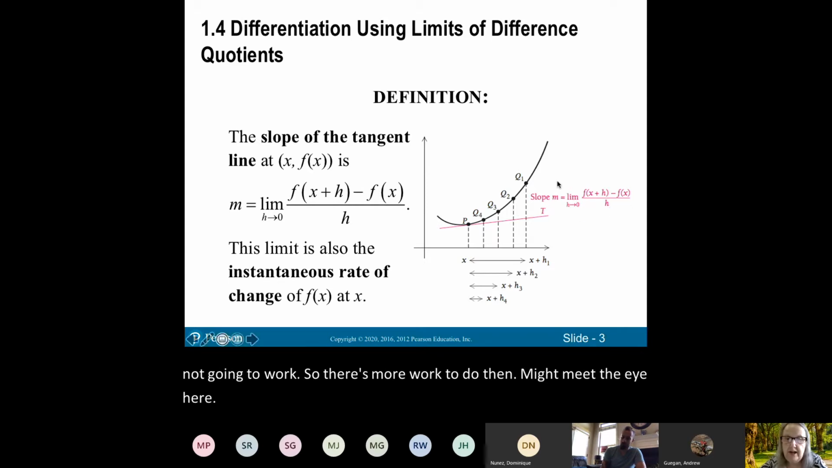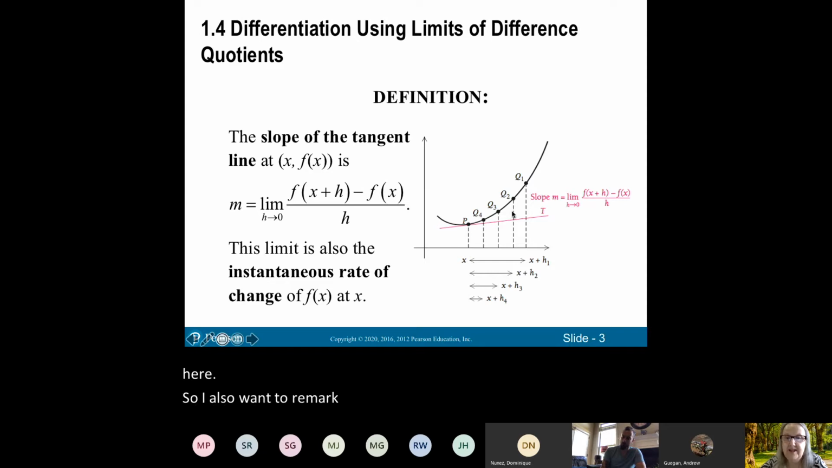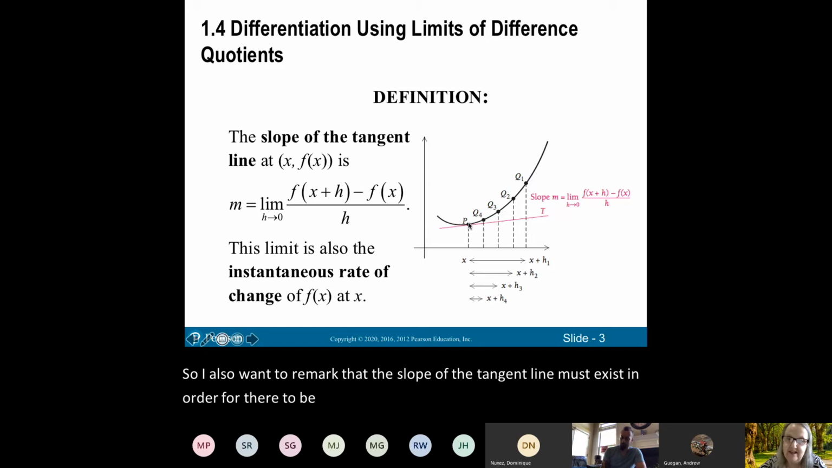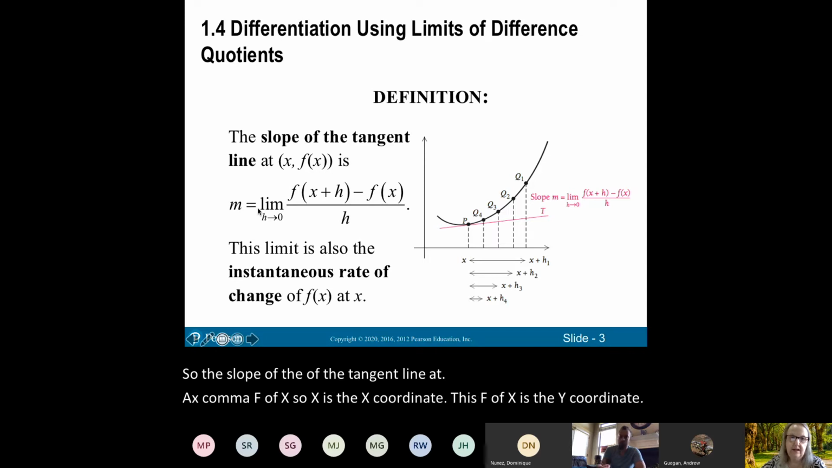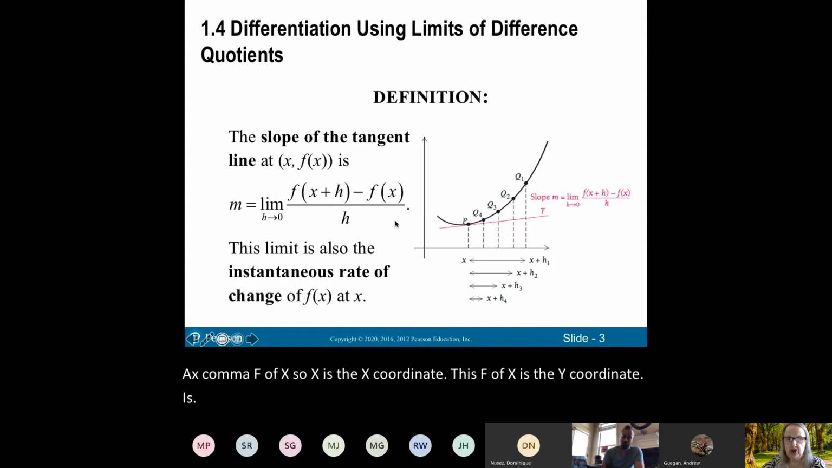I also want to remark that the slope of the tangent line must exist in order for there to be a derivative at point P. And we're going to talk about derivatives today and for a long time in this course. So the slope of the tangent line at x comma f of x, where x is the x coordinate and f of x is the y coordinate, is the slope equals this, which we just mentioned.